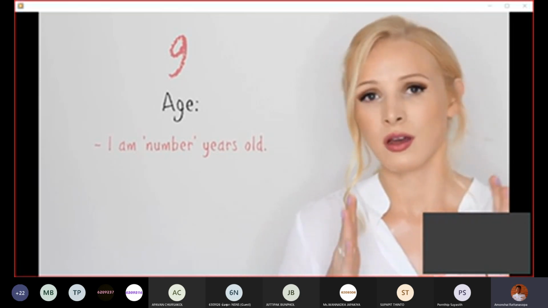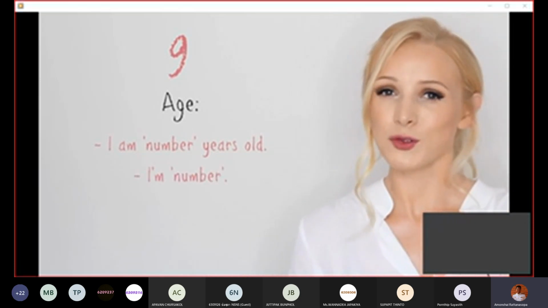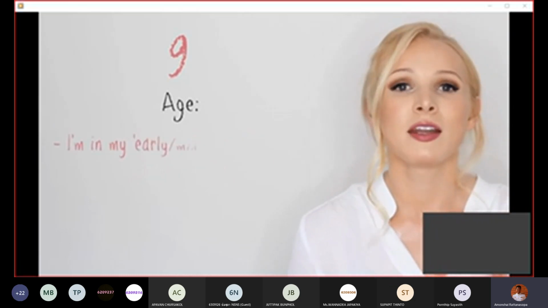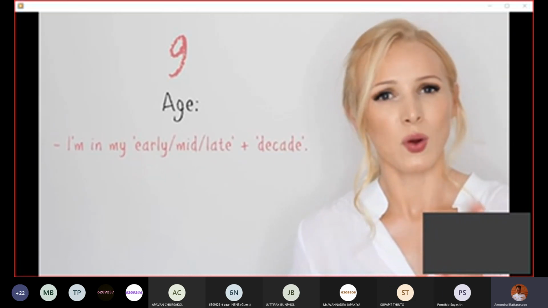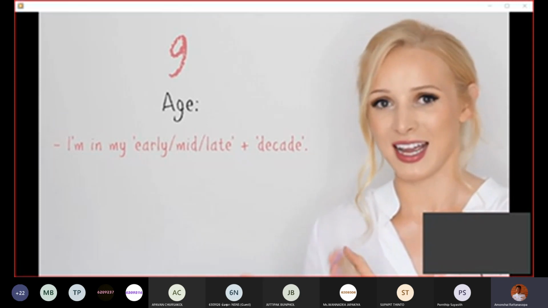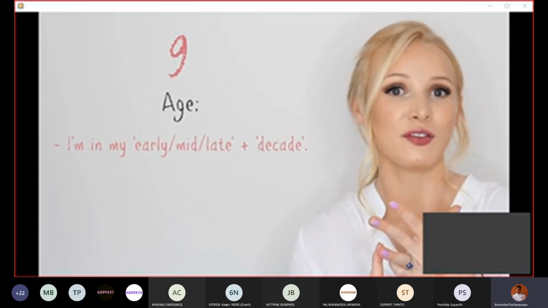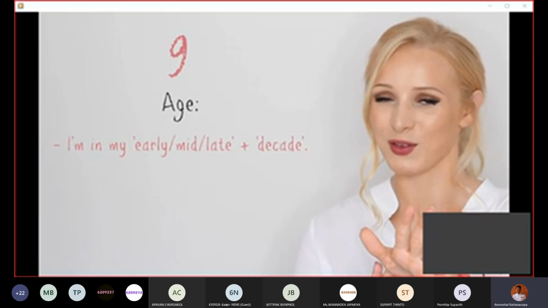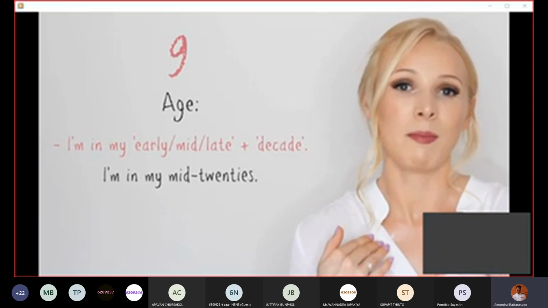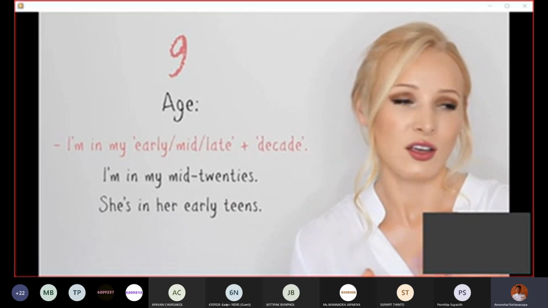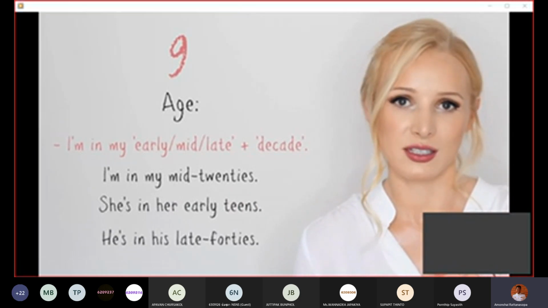We can shorten it down. I'm 25. If you don't want to specify your age, you can say, I'm in my early, mid, or late, and then your decade. 20s, 30s, 40s, 50s, teens as well if you're really young. I'm in my mid-20s. She's in her early teens. He's in his late 40s.